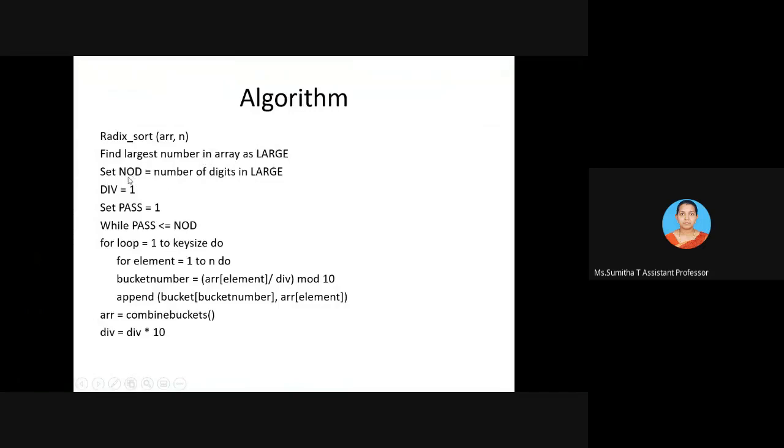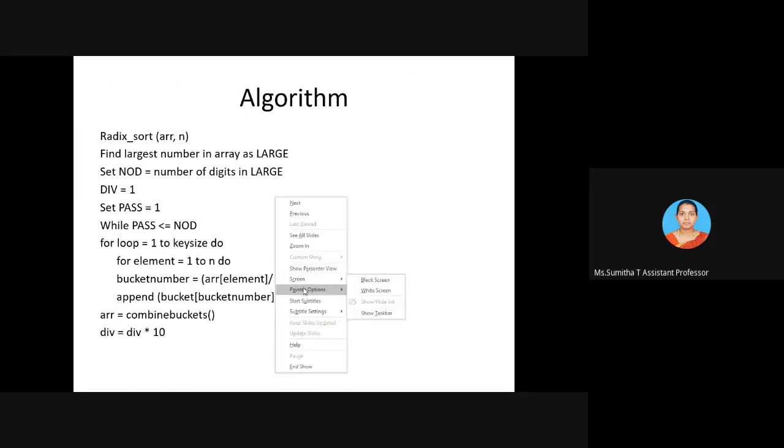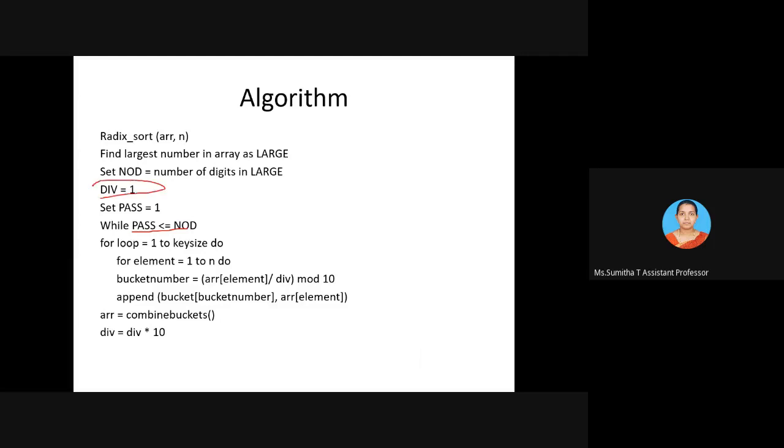NOD is nothing but the number of digits. Based on this NOD only we are going to implement the passes, right? If you have a 4-digit element, we have to go with 4 passes. Initially we assign div equal to 1, just one variable assigned to 1. Set pass equal to 1.